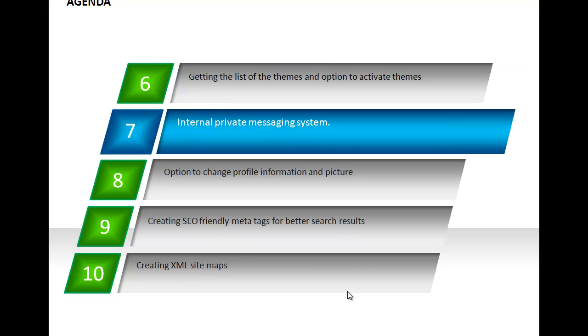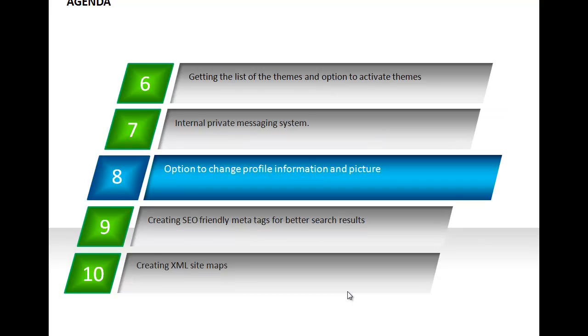Then there would be an internal private messaging system. Let's say you have 5 users, and you want to send a message to only one of those. So you can do that. That would be a function we're going to implement in our blogging system. Then there would be an option to change your profile information if you want to change your picture.